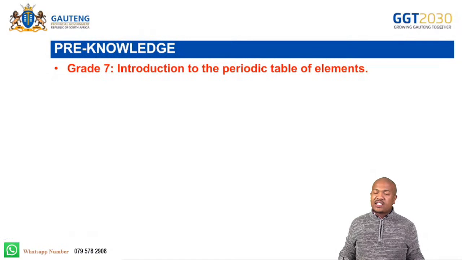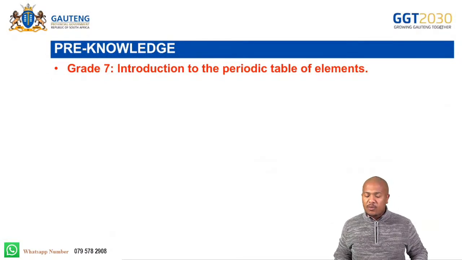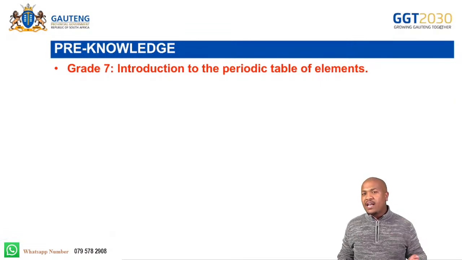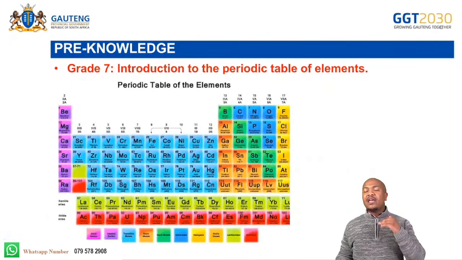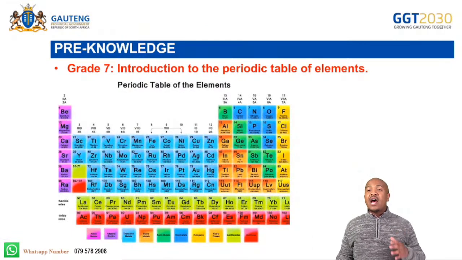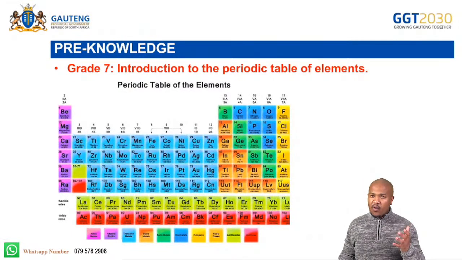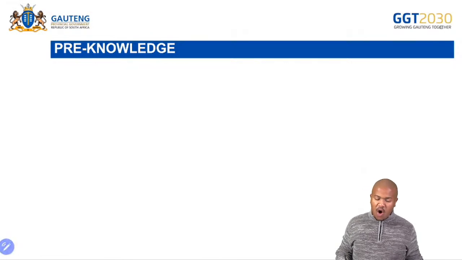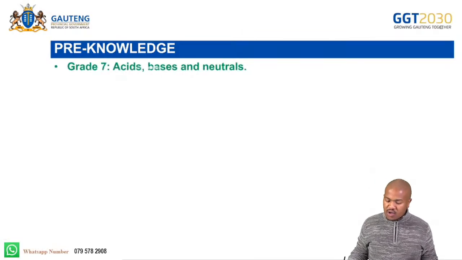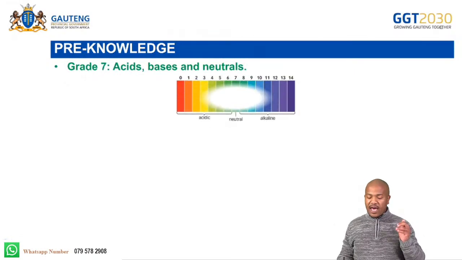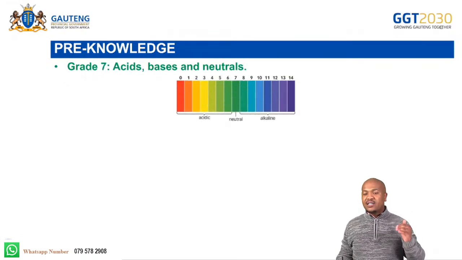So let's quickly look at our pre-knowledge now. So remember that in grade 7, we introduced the topic of the periodic table of elements, right? We talked of the periodic table of elements, and here is a picture of a periodic table, right? We said that the periodic table has about 118 known elements so far, right? Or that have been discovered so far. Are we together? Also, in grade 7, we also talked about acids and bases, right?